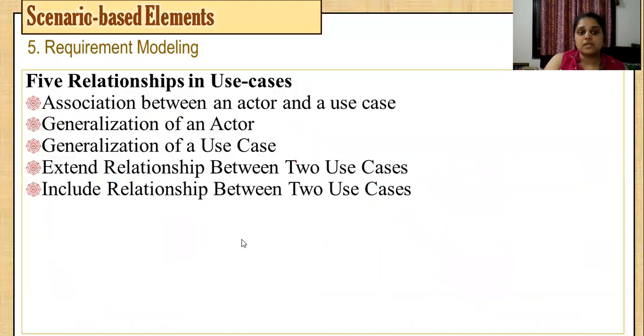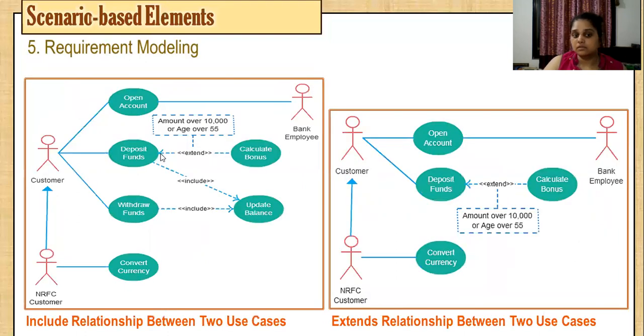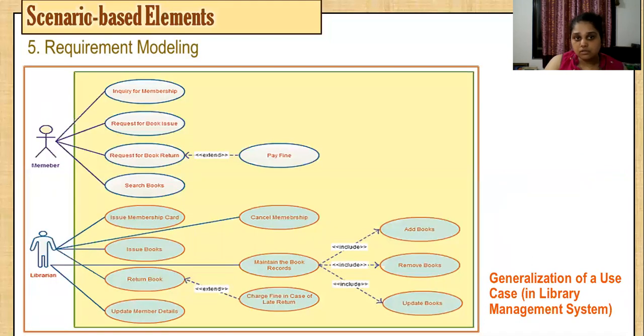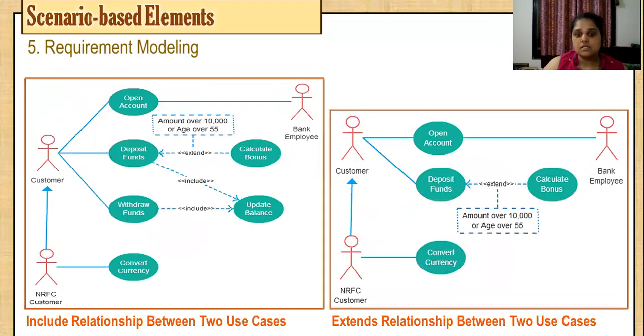So next is generalization of a use case. This was generalization of an actor. Now we are moving to generalizing the use cases. We will see generalization of use case afterwards. Let us first see the extend relationship between two use cases and the include relationship between two use cases. So this is extends. This is a customer, and this is a subclass of customer.